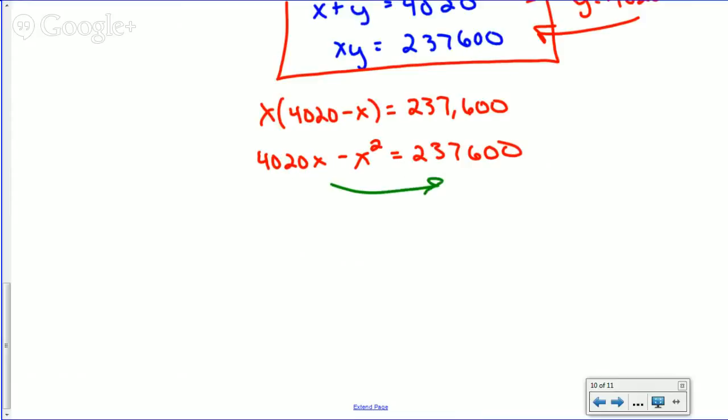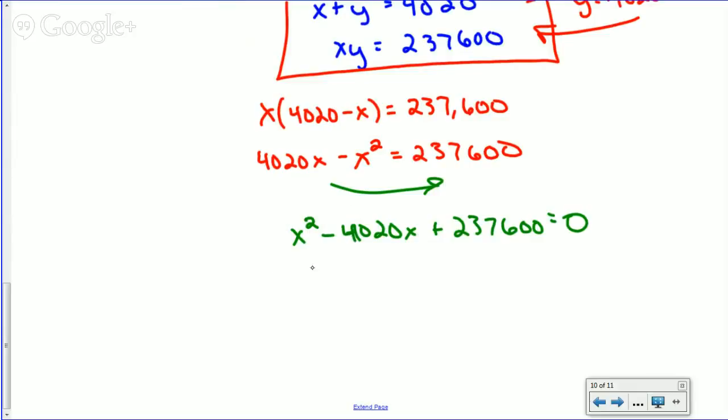I like to move to the right side there to make that a positive. So you have x squared minus 4,020x plus 237,600 equals 0. Sorry, that's a minus. So now we need to find factors of this large number that add to this small number. Well, an easy way to do that is just graph this equation on the graphing calculator, zoom out to over 5,000, and then see where it intersects the x-axis.